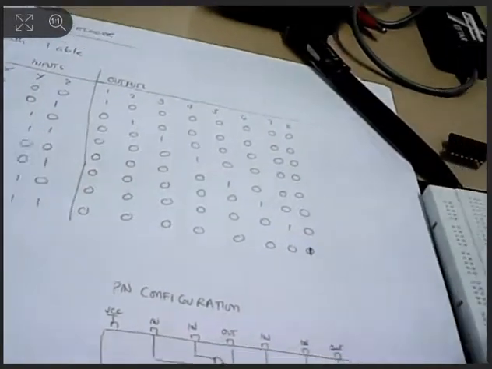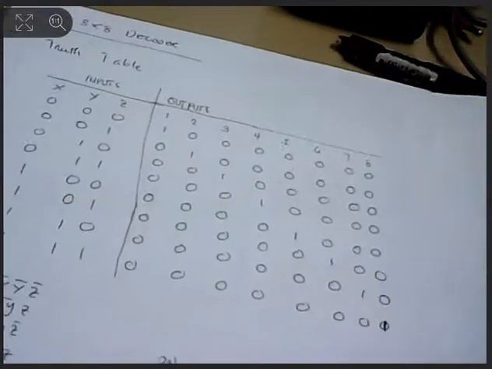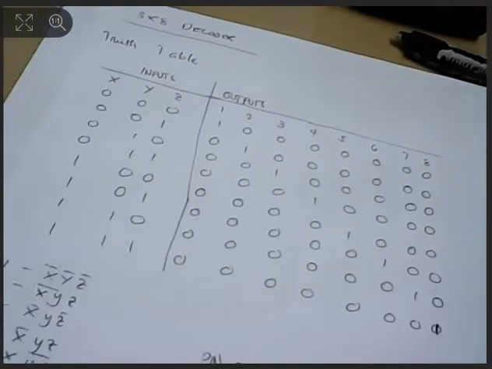By the way, we are inside the university's laboratory for us to be able to implement our 3x8 decoder. Okay, so I will show you this one. So we have here our 3x8 decoder.